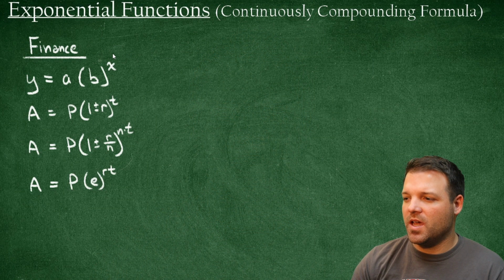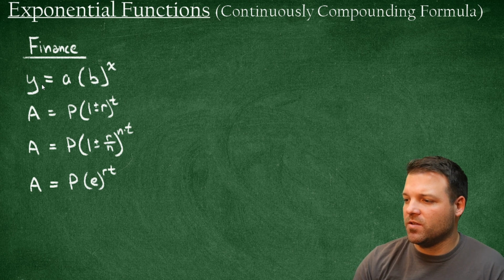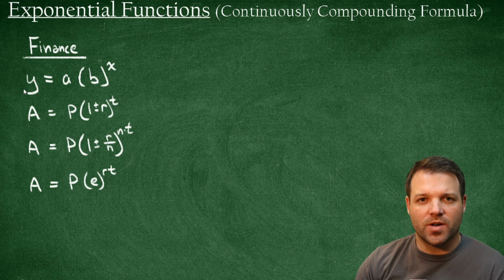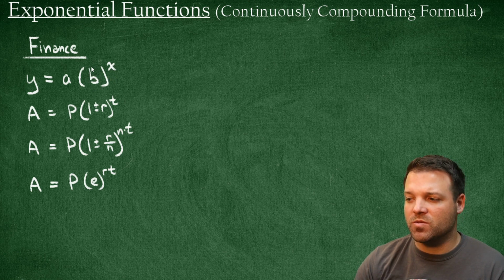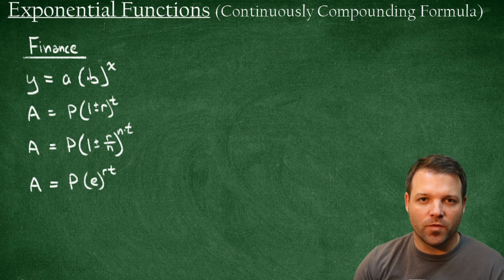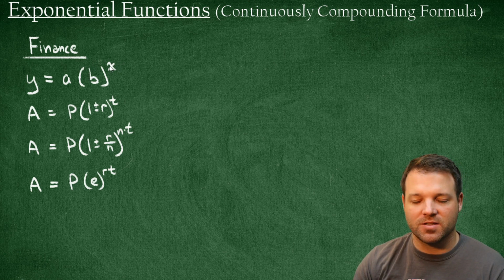Okay, so we're back at our finance formulas here, and remember all of these are really derived from exponentials. Our parent exponential here is y is equal to a times b, some kind of base, to the power of x, where b is what we're multiplying by over and over again. How many times? Well, x number of times. That's what makes it an exponential.